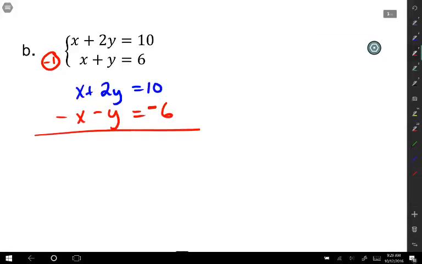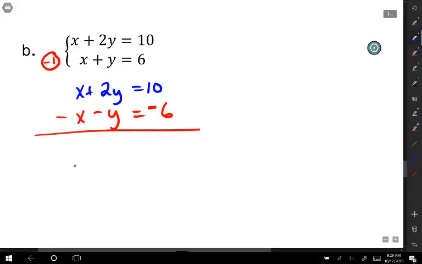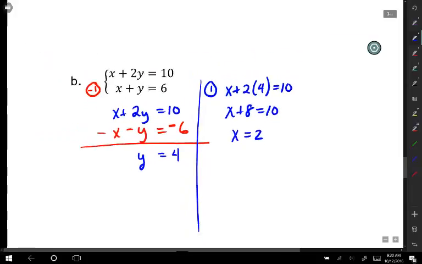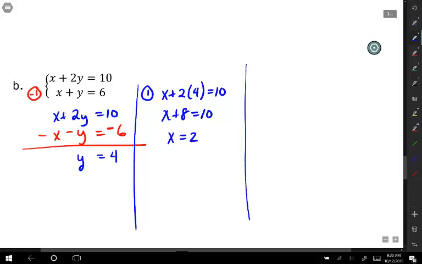All right, let's add these up vertically. The x's are gone. Little review on terminology. Those are called additive inverses. The y's are very nicely just down to 1y and y equals 4. That was pretty straightforward. I'm going to use equation 1. X plus 2 times 4 equals 10. X plus 8 equals 10. I think it's safe to say x equals 2. We're going to use equation 2 to check it. 2 plus 4 equals 6.